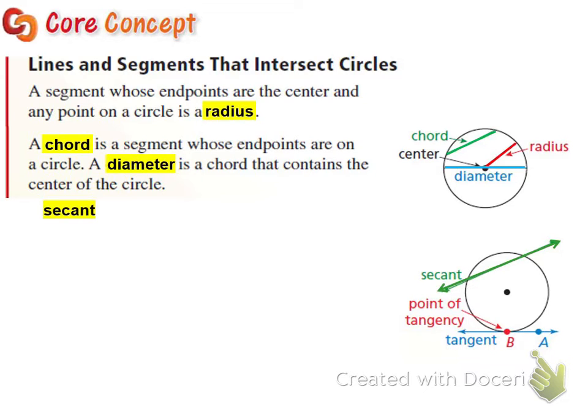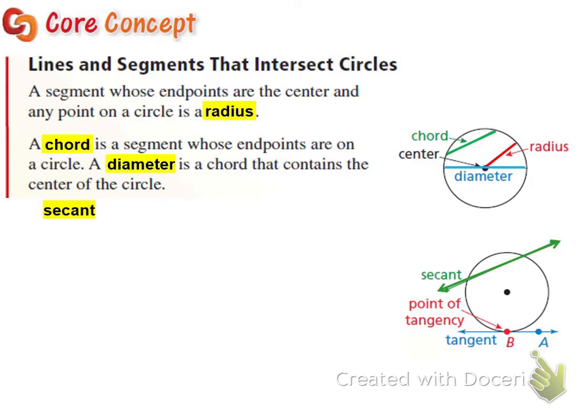A secant touches the circle twice. So a secant is a line that touches the circle twice. So a secant, which is this line right here, touches the circle twice. Correct. Yep, you want to point at the line too. So a secant touches a circle twice.